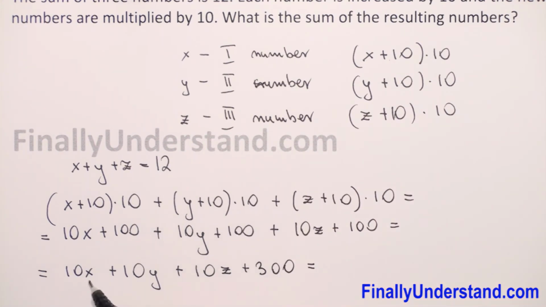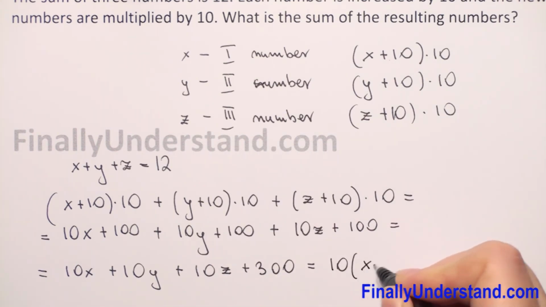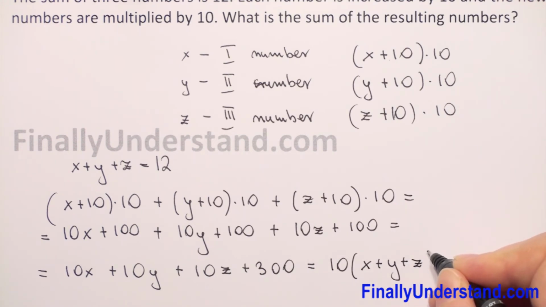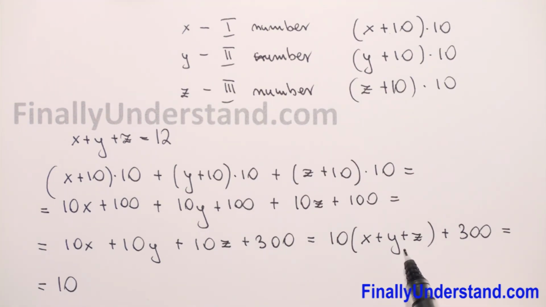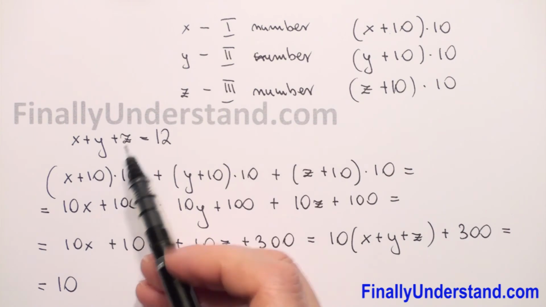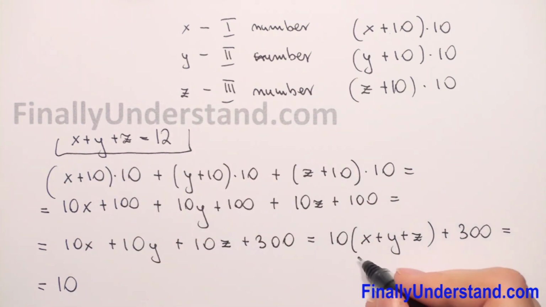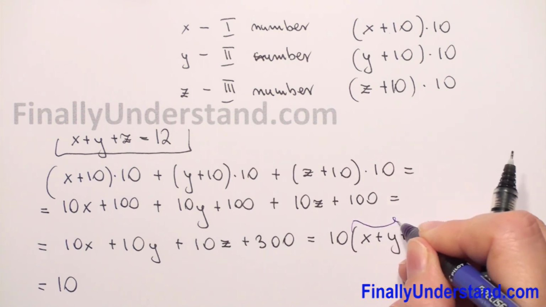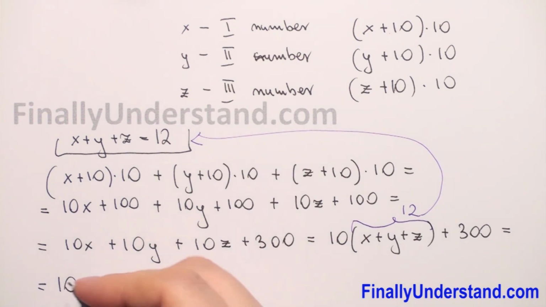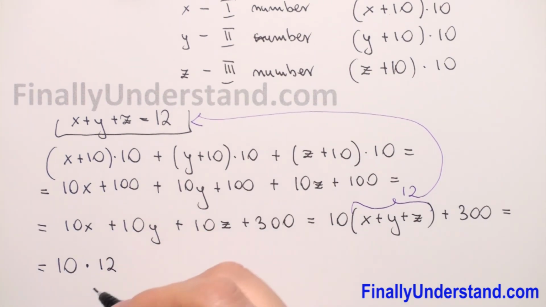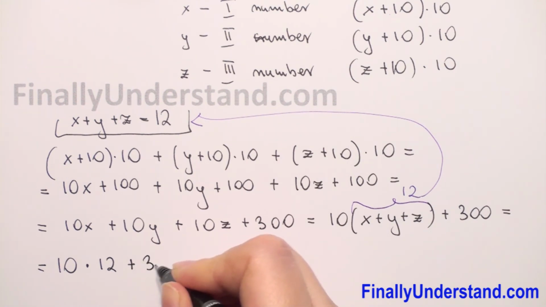So this is equal to... from these three expressions we can factorize 10. So it will be 10 times (x plus y plus z), and we have to add 300. 10 we copy, and in parentheses we have x plus y plus z. And we are given that x plus y plus z is equal to 12. So this expression in parentheses we can substitute by 12. This was given. So we have 10 times 12, and we have to add 300.